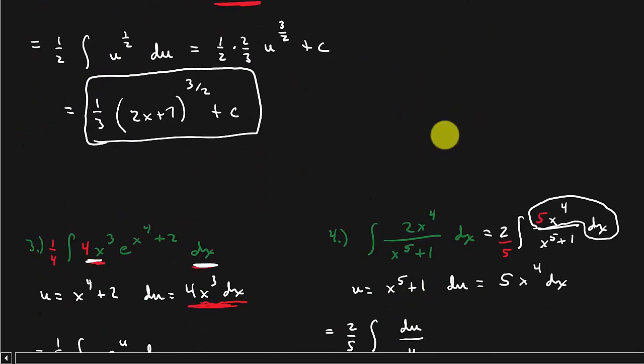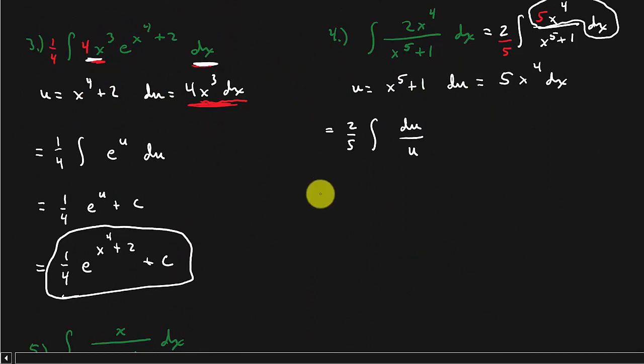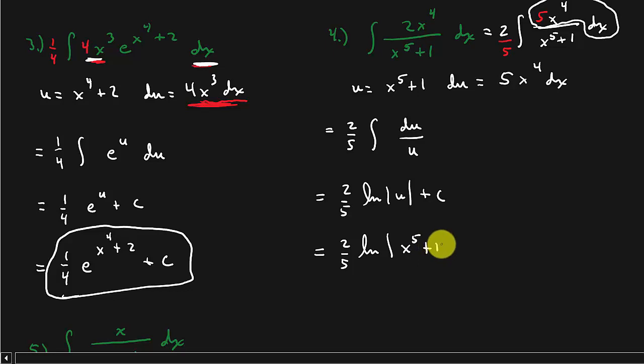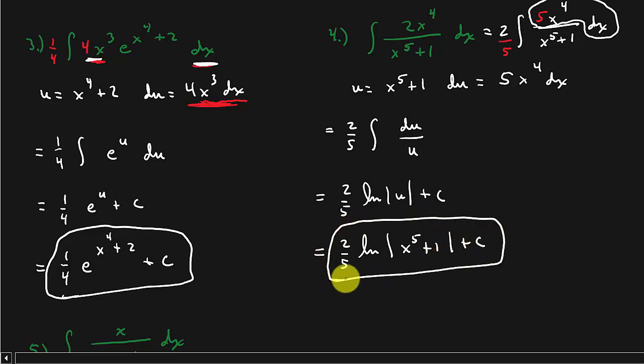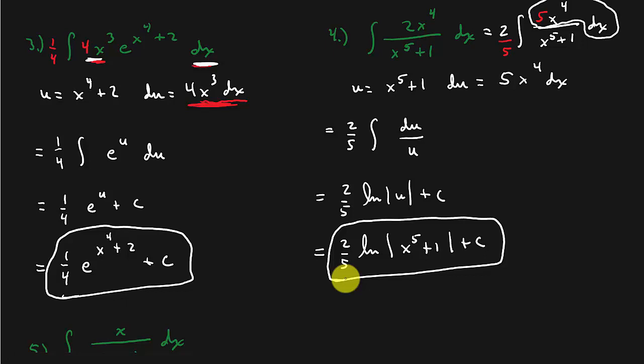And so now we have 2/5 natural log absolute value of u plus c, which is equal to 2/5 natural log, and let's substitute this back in for u. That's x to the 5th plus 1 plus c. And there's your answer. So just remember, when you use U-substitution, you've got to get it back in terms of x. Okay? All right, let's look at this one.